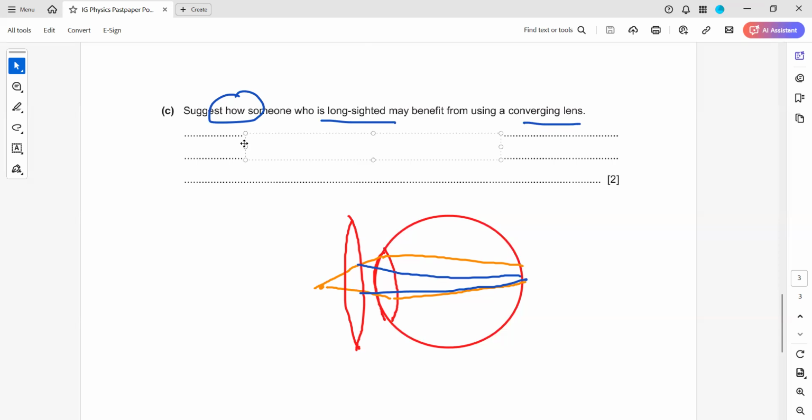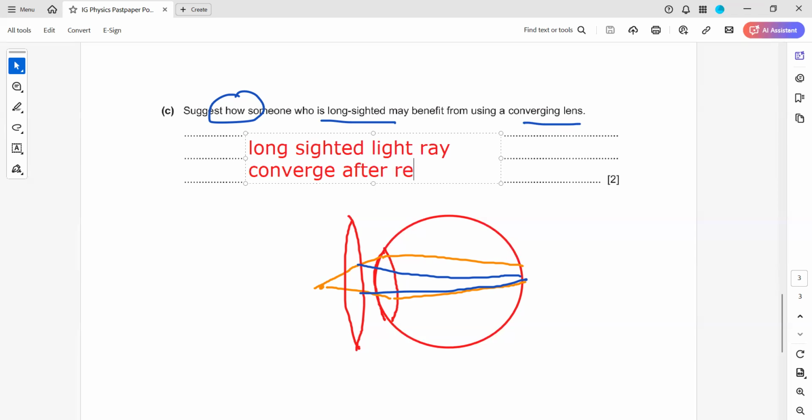So one point we'll mention is that in long-sightedness, light rays converge after the retina. So the convex lens with a shorter focal length.